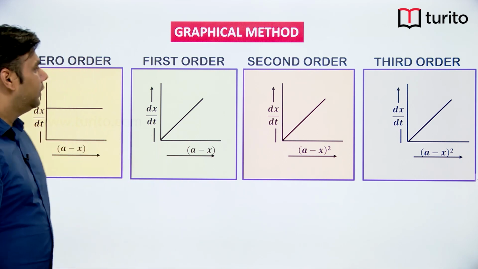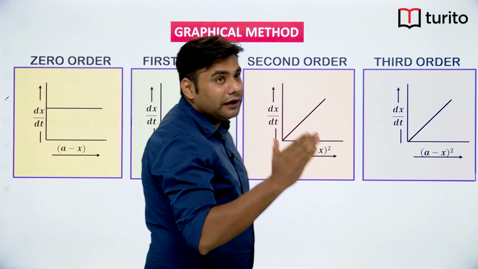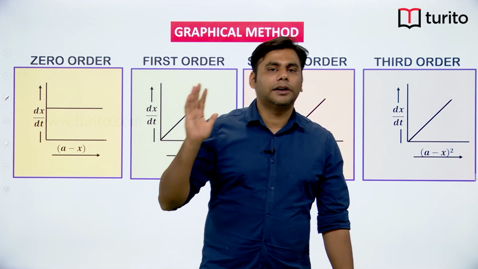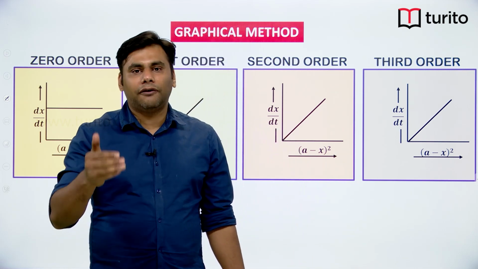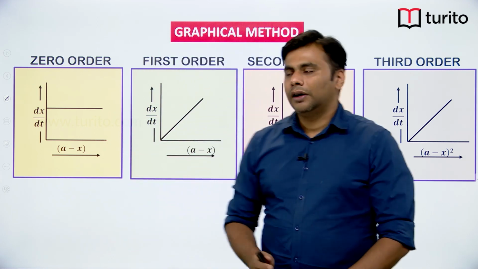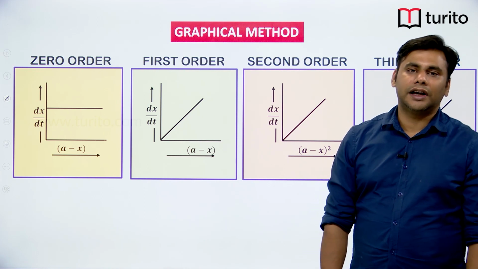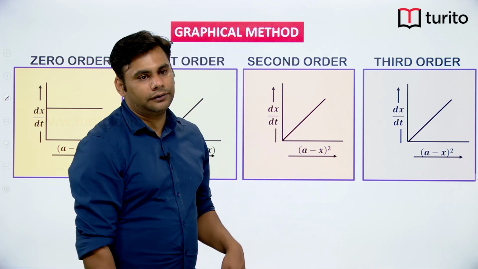So this is how we deal in graphical method. Basically in graphical method we have to know the integrated rate law for zero, first, second and third order reaction. Knowing the different integrated rate laws and half-life time periods, we can draw the different graphs. And from these graphs we can easily predict which type of reaction is happening, whether it is a zero order, first order, second order or a third order reaction.